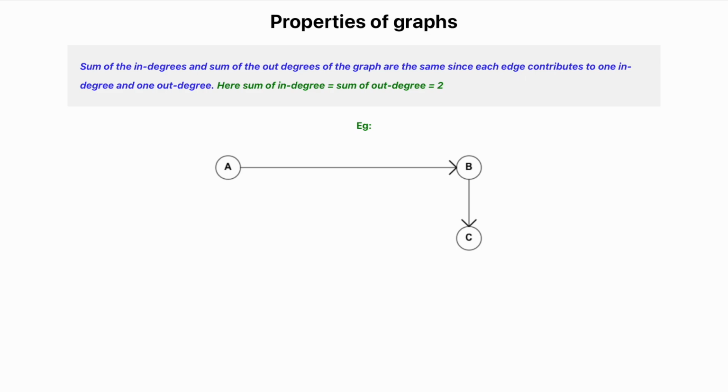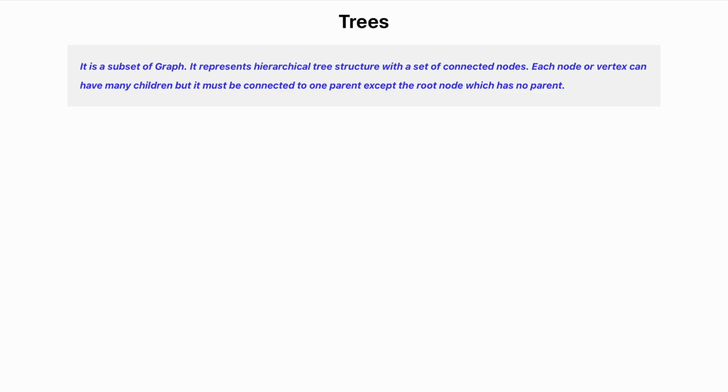Tree. It is a subset of graph. In computer science, a tree is a widely used abstract data structure that represents a hierarchical tree structure with a set of connected nodes. Each node or vertex can have many children depending on the type of the tree, but it must be connected to one parent, except the root node, which has no parent. That is, the root node is the topmost node in the tree hierarchy.